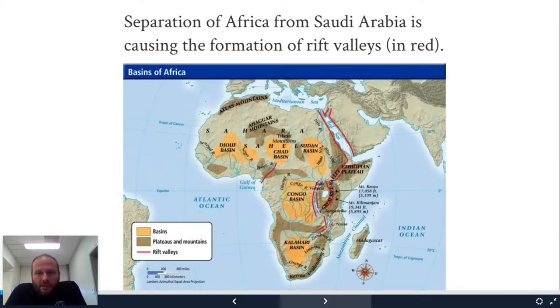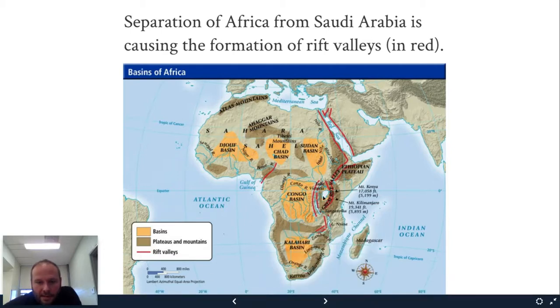Separation of Africa from Saudi Arabia. It says it's causing the formation of Rift Valley. So the same thing that happens in the middle of the ocean where two continents are pulling apart. Here, we can see this happening in the Red Sea. It's literally pulling Africa away from the Arabian Peninsula, or Saudi Arabia, and it's creating the Red Sea, which will eventually be connected to the Mediterranean Sea and the Indian Ocean as it pulls apart.